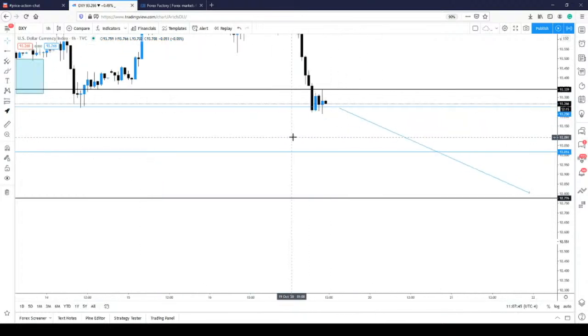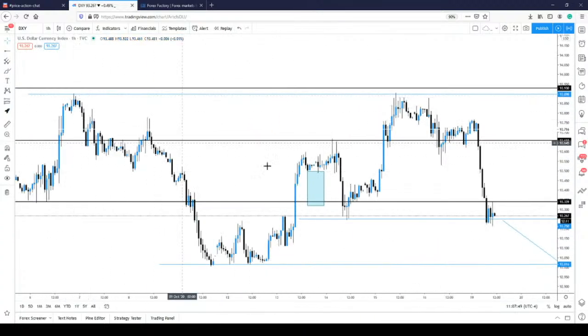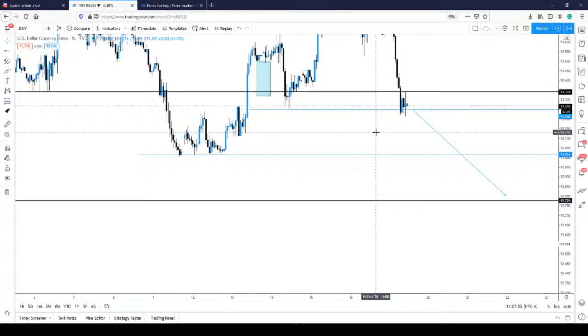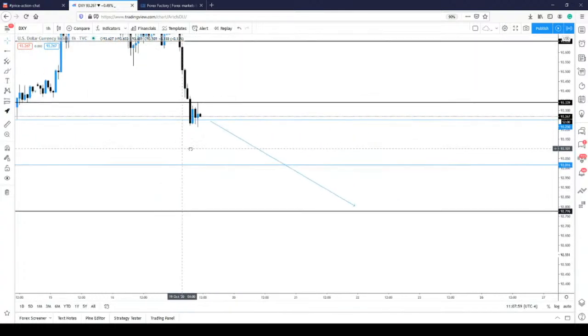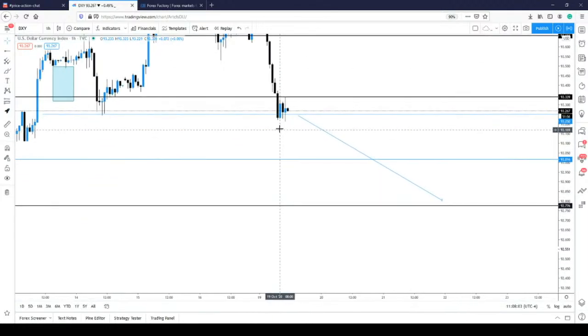Here we used this equal high. We used that resistance here. Then we come down and we use this equal low as support here. So it's moving in a nice textbook fashion, but it's still a bit too choppy for my liking. Obviously, this is perfect, but we need price to break 93.25 to confirm that sell-off, because we may have a bounce from here.